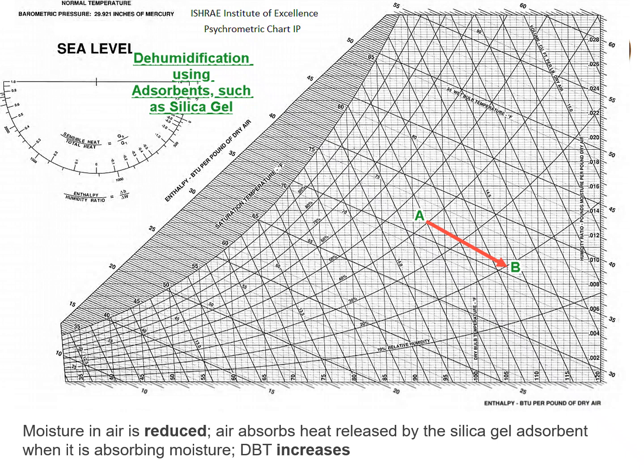Consider the process of dehumidification of moist air using adsorbents such as silica gel. Silica gel absorbs moisture, so the absolute humidity of the air is reduced. The silica gel releases the latent heat of the absorbed moisture, which heats the air, and therefore the dry bulb temperature increases.